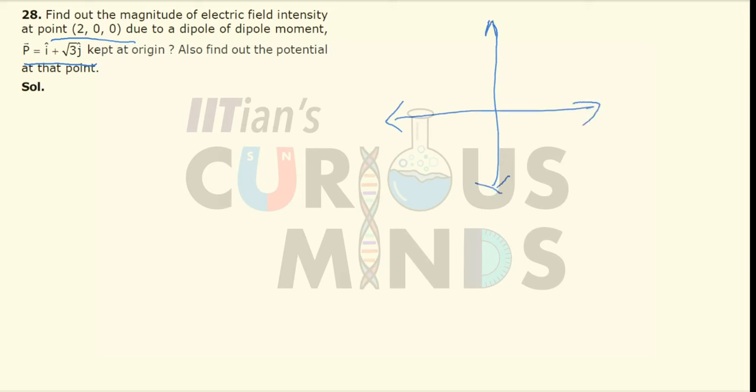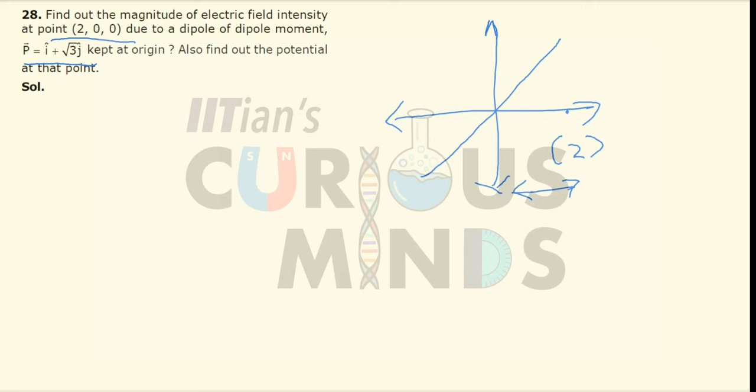graph over here. The graph will look somewhat like this. There is a dipole which passes over here, and we have to find out the potential at this point at (2, 0, 0). So its distance from the dipole is equal to 2. Now the length of the dipole is very small, so we will neglect that part initially.